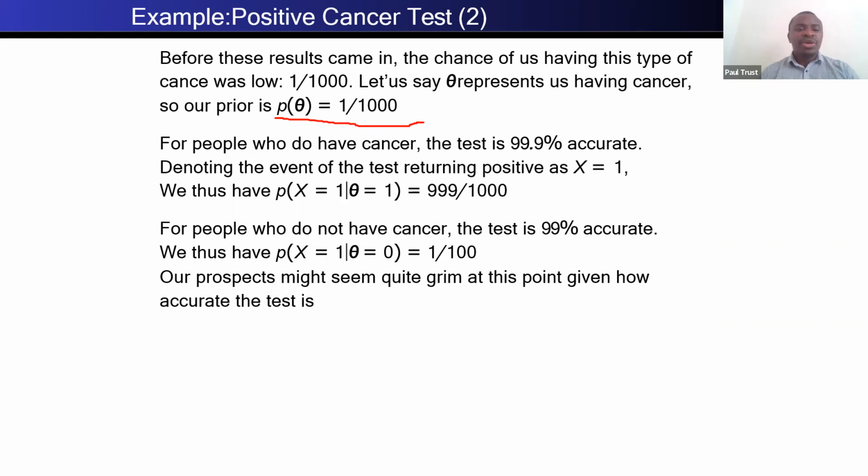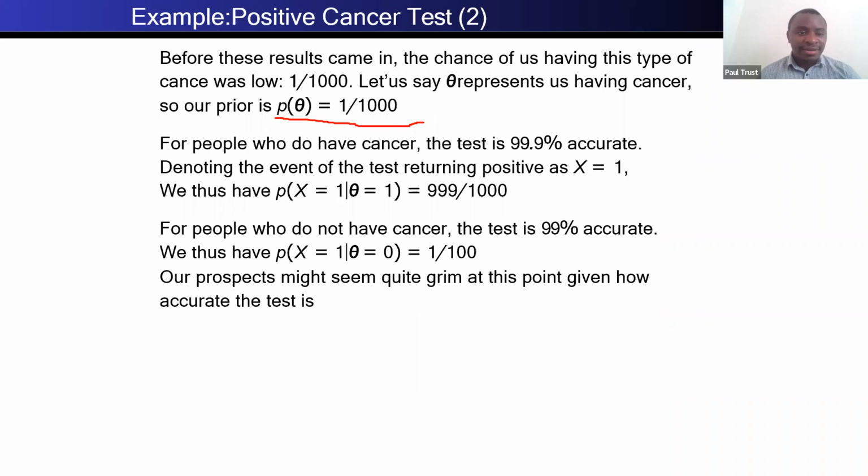But we know that for people who do not have cancer, the test is 99.9% accurate. Wow, this test is amazingly accurate. If you don't have cancer, the chance that the test will bring you a negative result is 99.9%. If the test is this accurate, this is worrying.